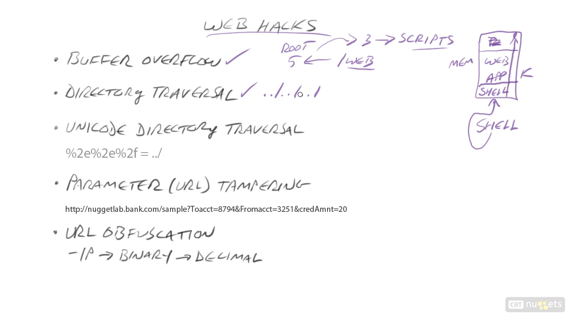So you might go up here, 1, 2, 3, 4, 5, and then we might go down 3 levels. You can spider this if you want, or you can use other tools to find out what the directories are that you need to go to get to scripts.